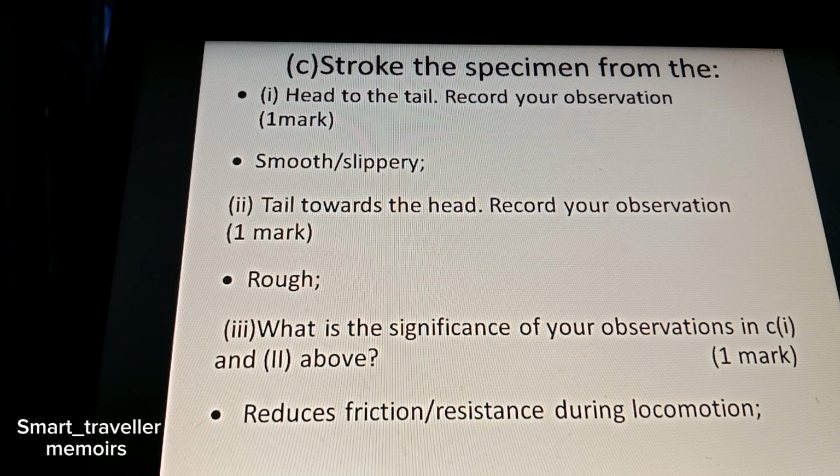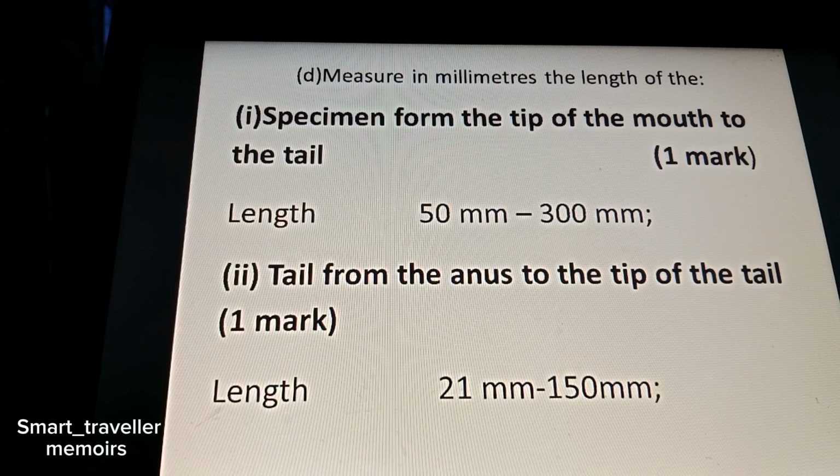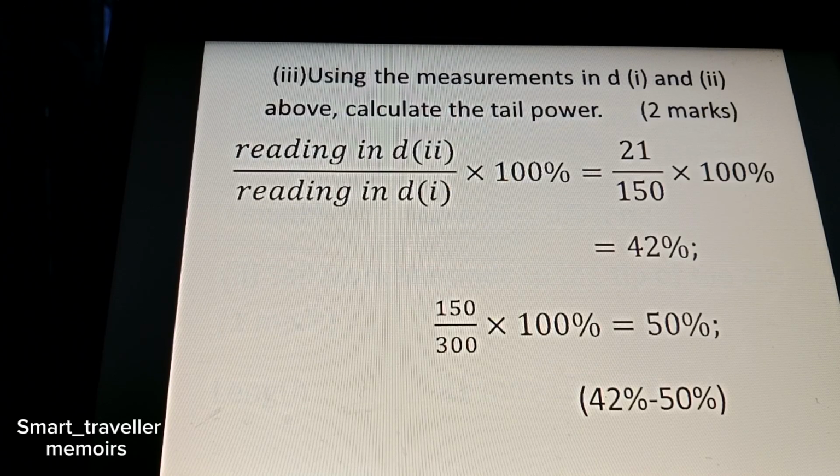What is the significance of your observations in C1 and 2 above? It reduces friction or resistance during locomotion. Measure in millimeters the length of the specimen from the tip of the mouth to the tail. The measurement of the length is 50 to 300 millimeters depending on the size of the fish. And the tail from the anus to the tip of the tail is 21 millimeters to 150 depending on the size of the fish. So any measurement between those is correct.